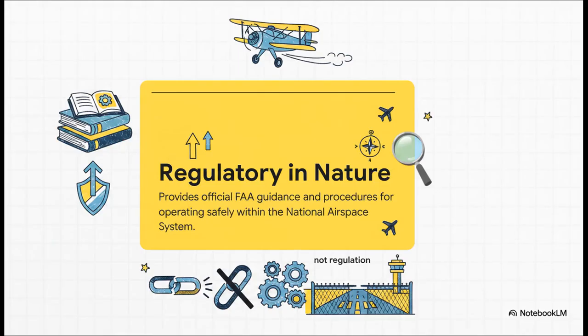You'll often hear the AIM described as regulatory in nature. And what does that mean exactly? Well, it means that while it is not a legally binding regulation like the FARs, it provides the FAA's official guidance and accepted procedures. A deviation from the AIM can and often is used as evidence of careless or reckless operation. So for all practical purposes, adherence is expected.